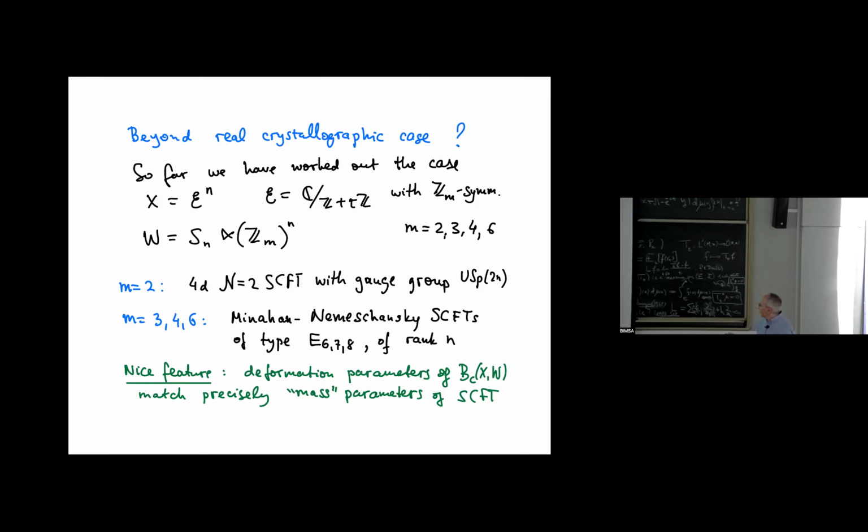A nice feature of this correspondence is that the deformation parameters which we have for the algebra match very nicely, one-to-one, to the physics parameters, the mass parameters of the SCFT. So that's what we know so far. And next, I will talk just about the rank 1 case. There will be just one elliptic curve with a symmetry, and in this case this will be a theory of rank 1.